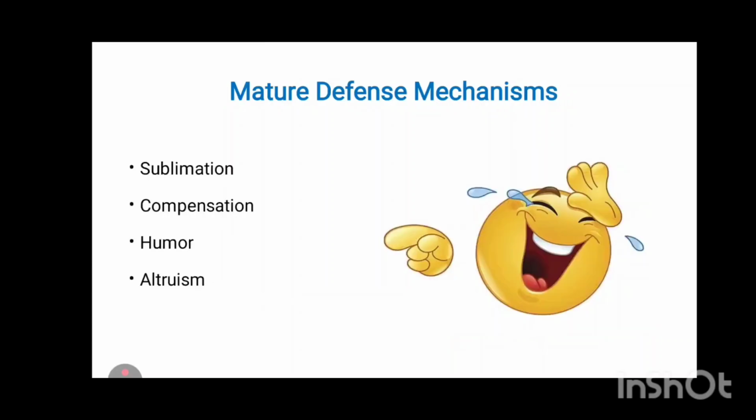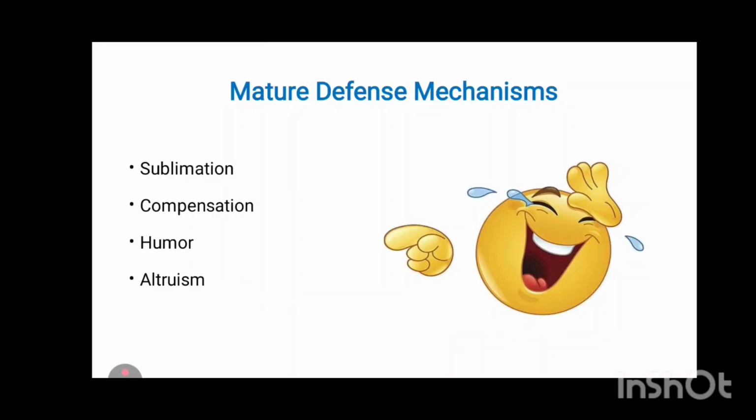Now, coming to the mature defense mechanisms, the first one is sublimation. This is channeling unacceptable impulses into socially acceptable activities. For example, an aggressive person becomes a professional athlete. Next is compensation. This is covering up one's weakness by emphasizing other strengths. For example, a person who is weak in academics excels in sports to gain recognition.